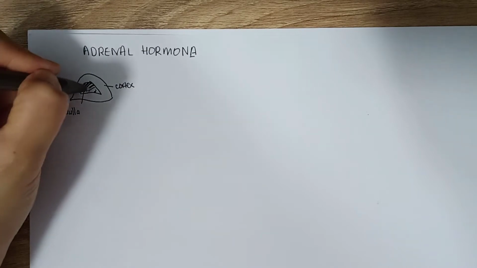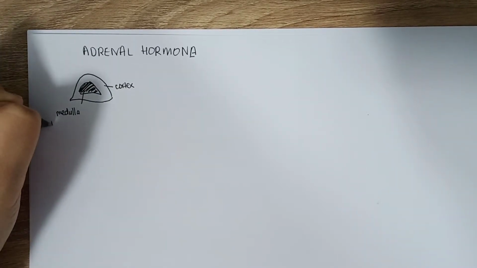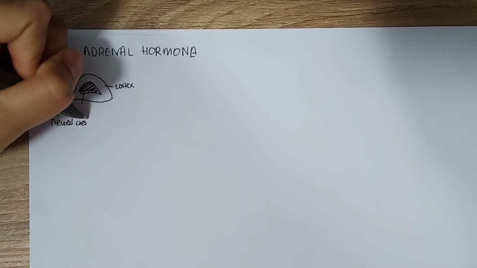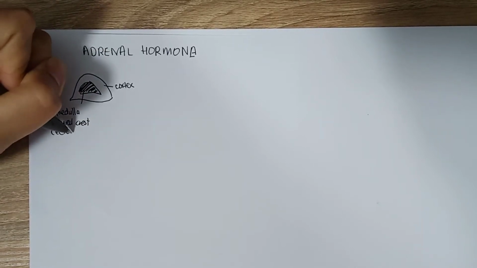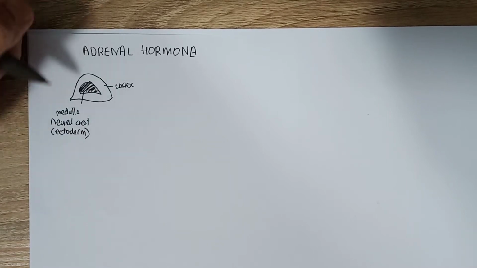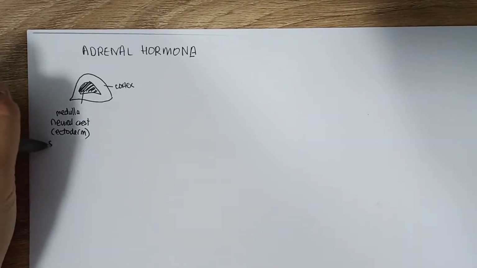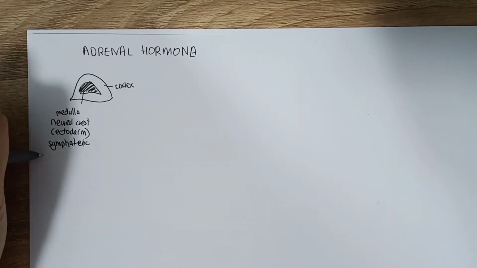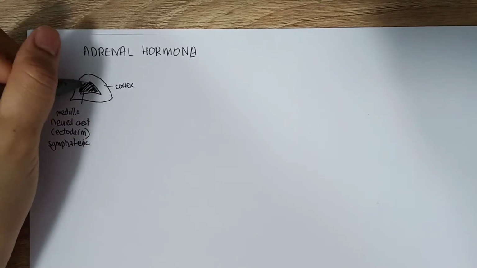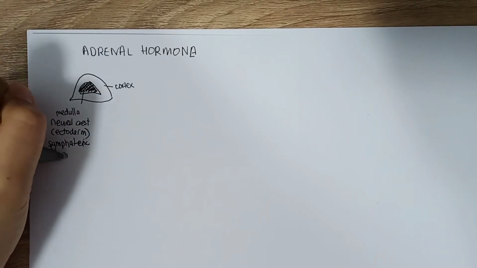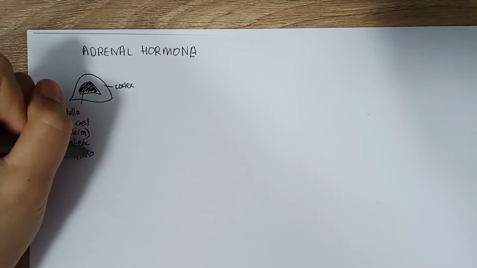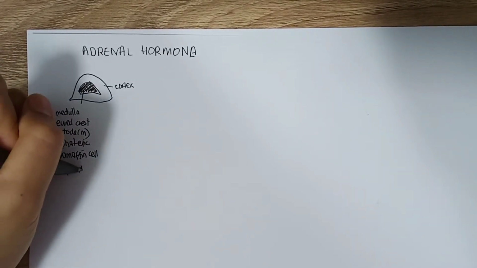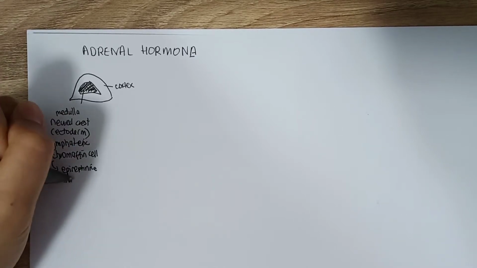And as we know, the medulla has actually come from the neural crest or the ectoderm. So it's responsible for the sympathetic nervous system, whereby it contains the chromaffin cells, which produce the epinephrine and norepinephrine.